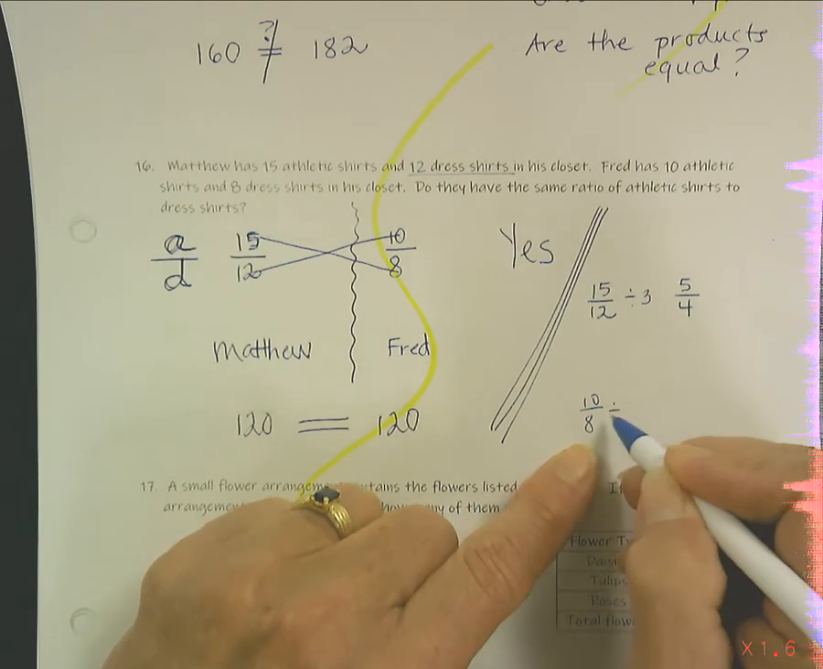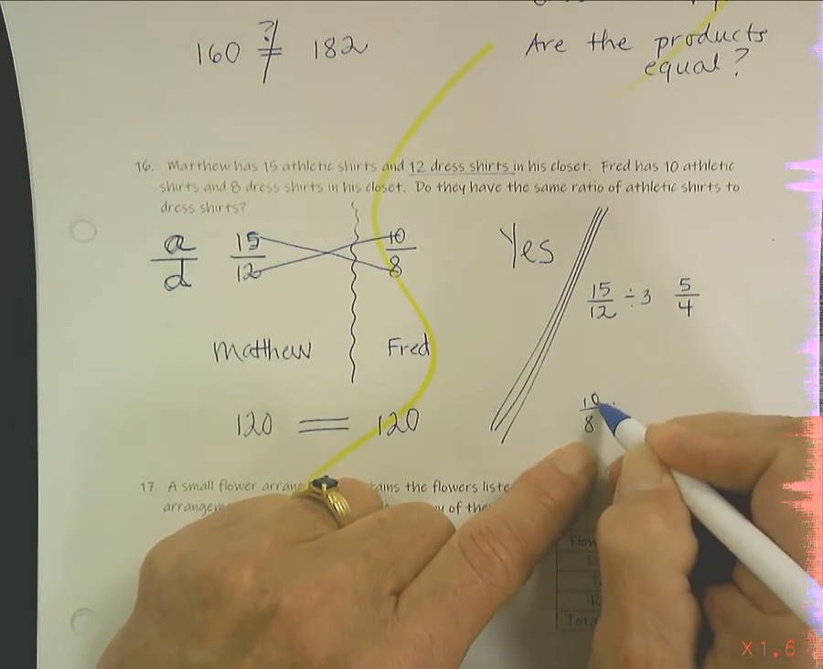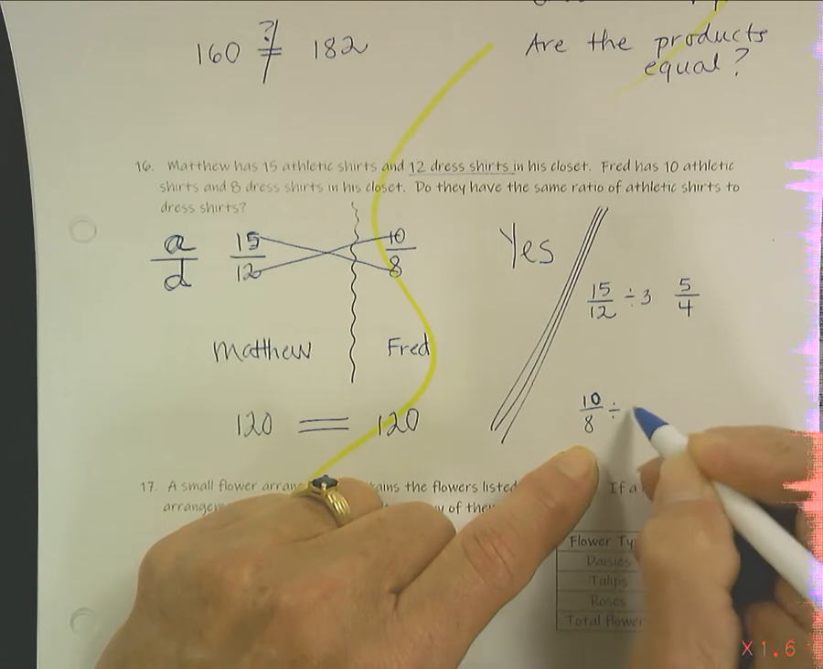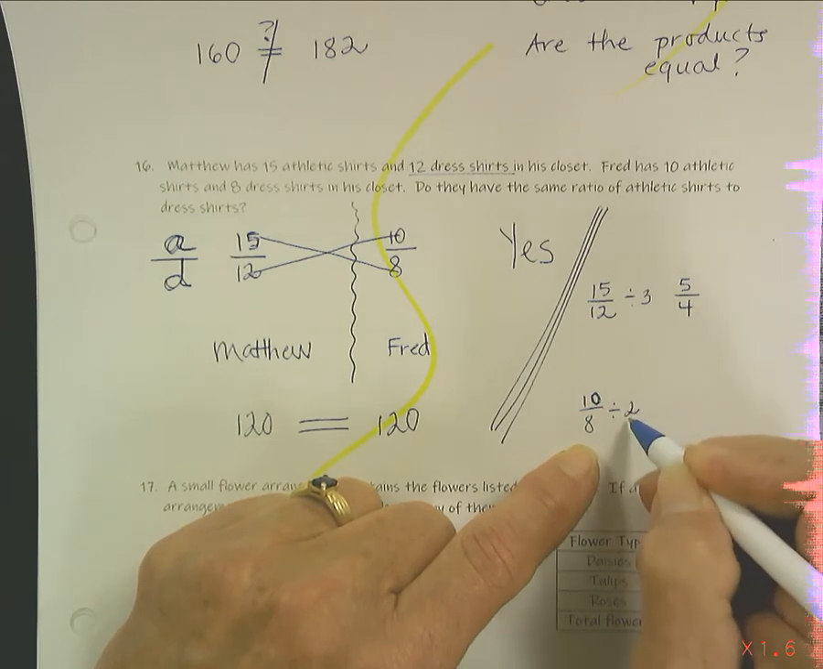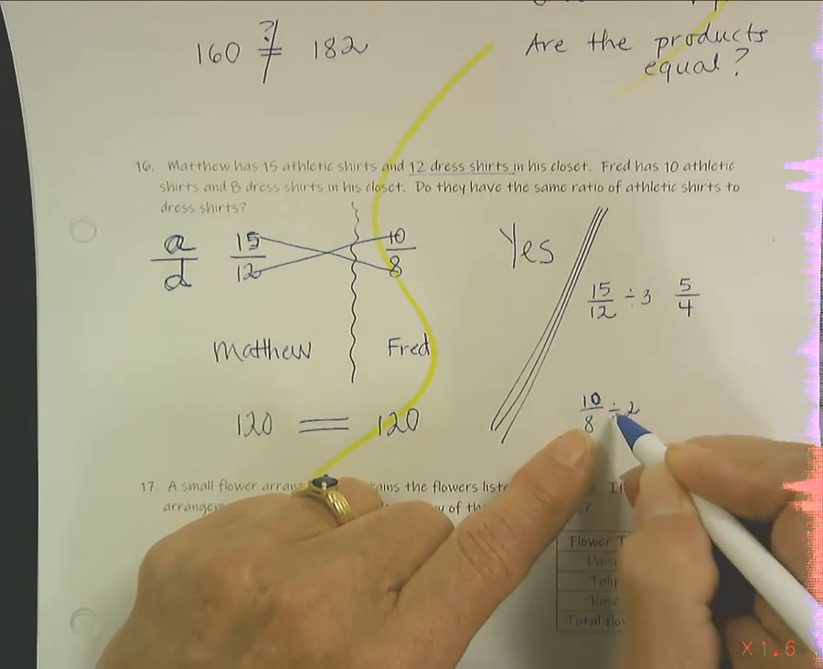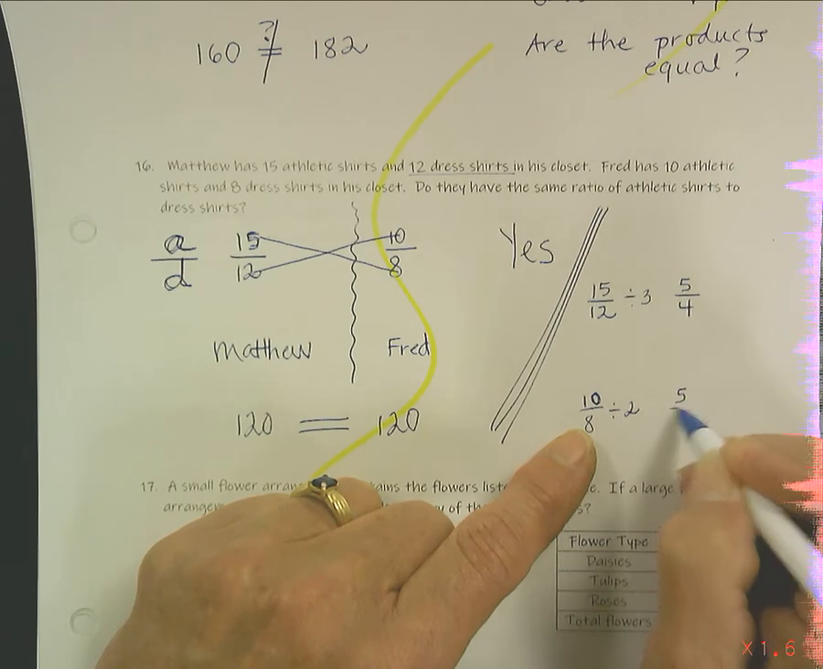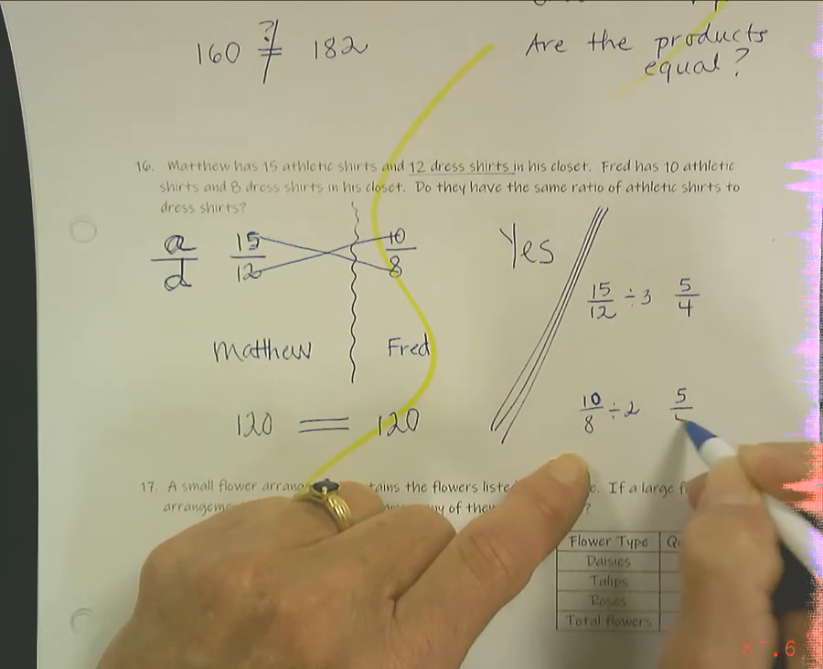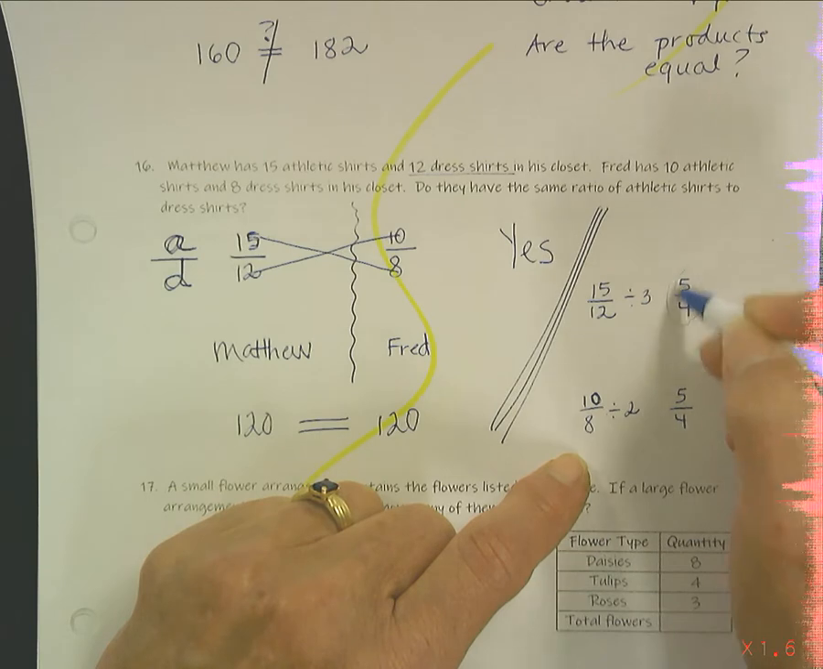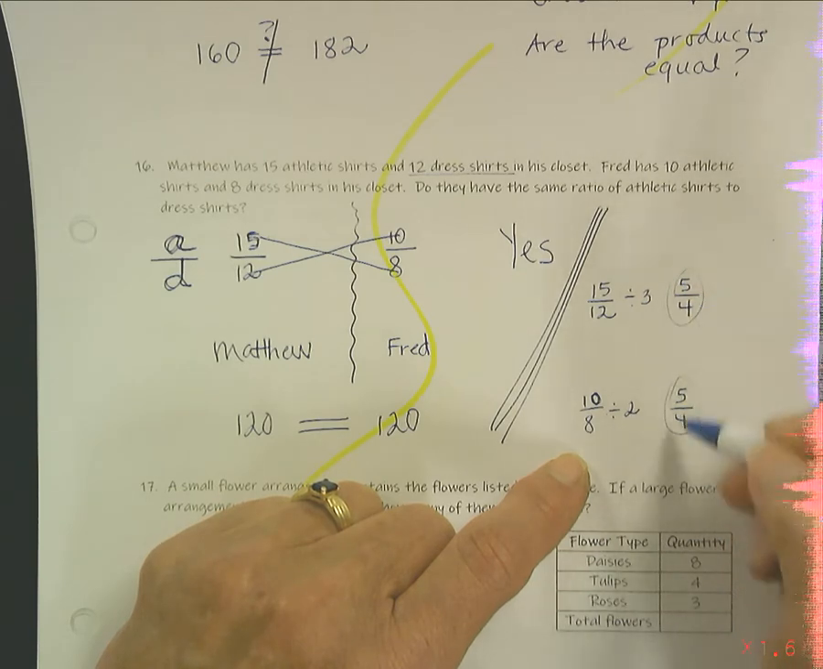Not 3. Neither one of them is divisible by 3. They're both even numbers, so they're divisible by 2. 10 divided by 2 is 5. 8 divided by 2 is 4. And look at this. Do you see how we get the same ratio both times?